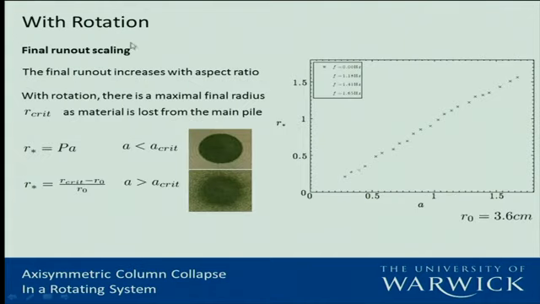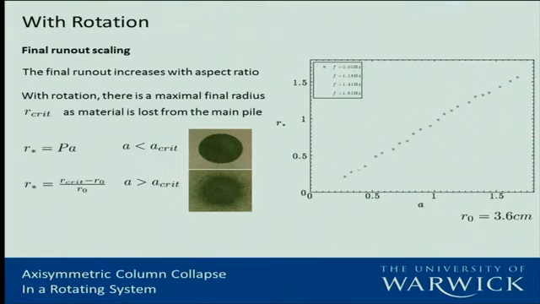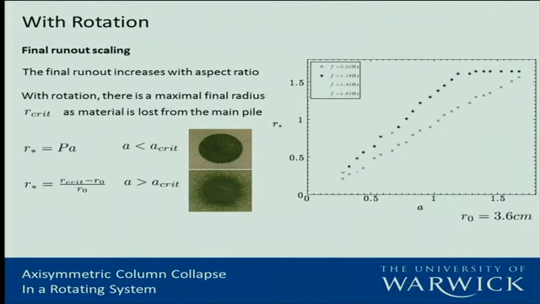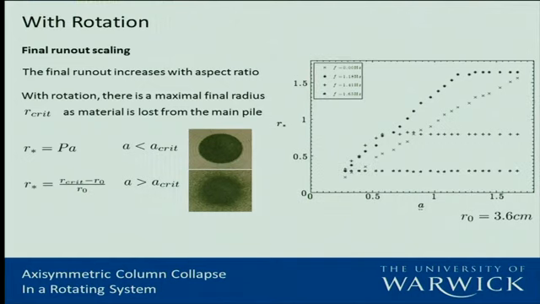In terms of the final run out, as shown here, we've got what happens when the frequency is 0. So a linear relationship dependent on the initial cylinder size as discussed. What I'm showing here is when the initial cylinder size is 3.6 centimeters. As we increase the frequency, the gradient of this line increases. And also notice that at some point this stagnates as well. And so there's no further increase in the final radius of the pile, there's just additional mass ejection.